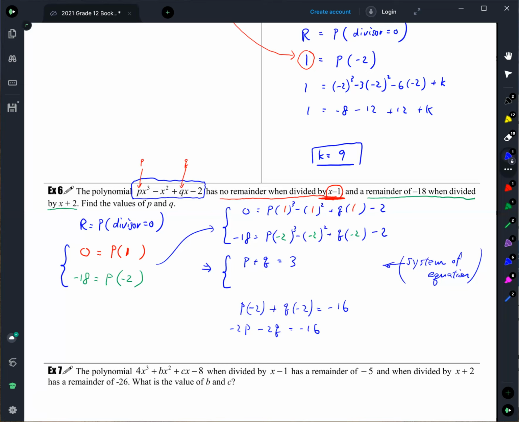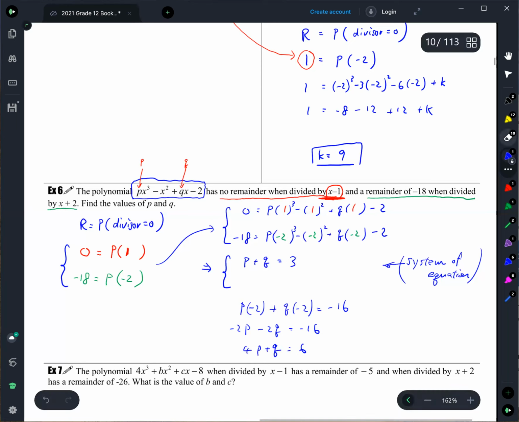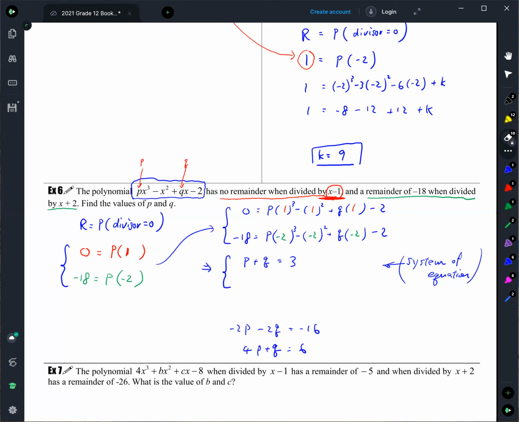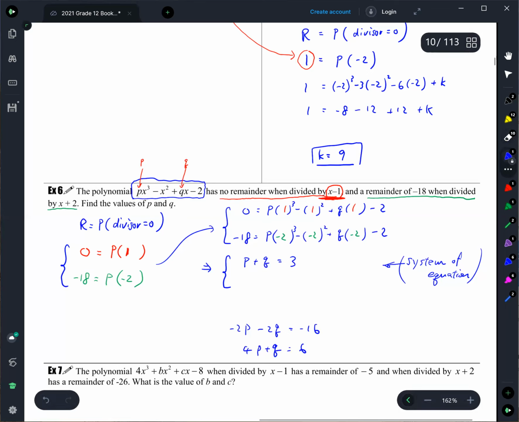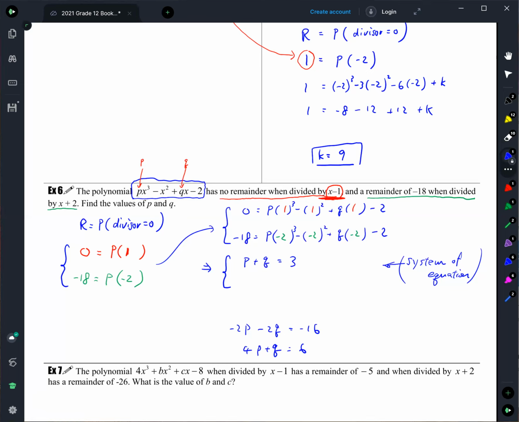Waylon, what's your second equation? Oh, I got 4p minus q. Wait, 4p plus q equals 6. 4p plus q equals 6. Okay. Chris, what about you? What's your second equation? I got the same as Waylon. 4p plus q equals 6. That's after I simplified it. Okay.